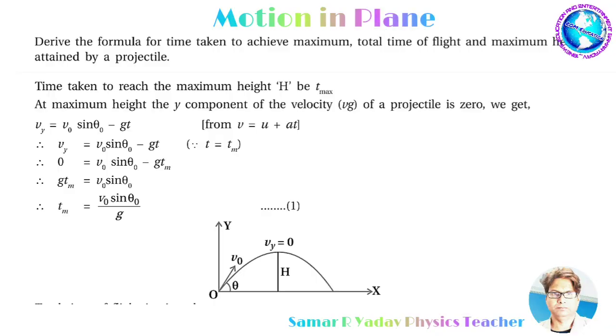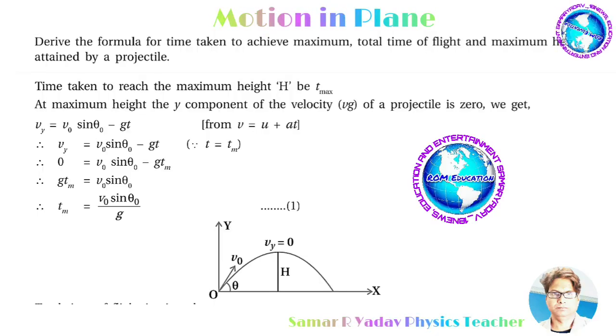Derive the formula for time taken to achieve maximum height, total time of flight and maximum height attained by the projectile. Let the time taken to reach the maximum height be Tm. At maximum height, the y component of the velocity vy of the projectile is 0. We get vy = v0 sin θ0 − gt, from the equation v = u + at.